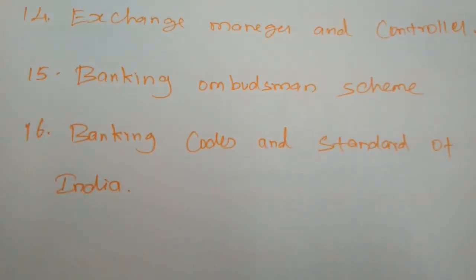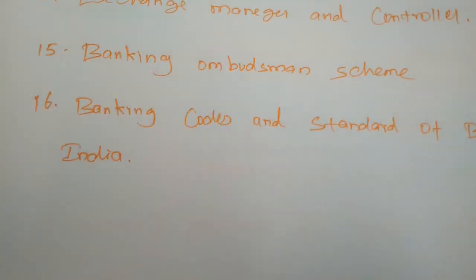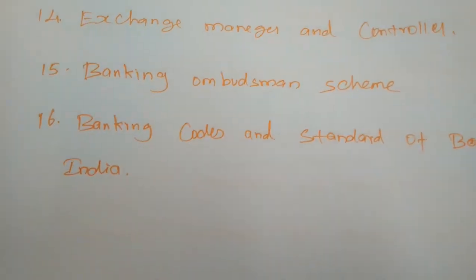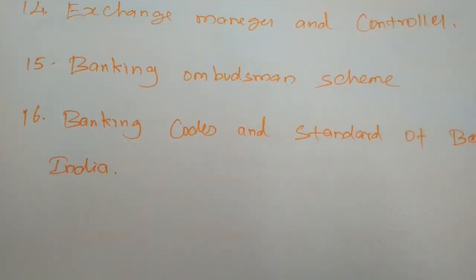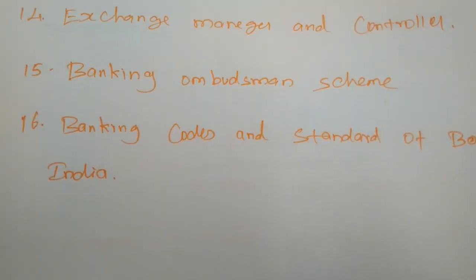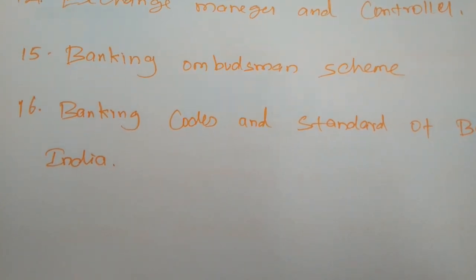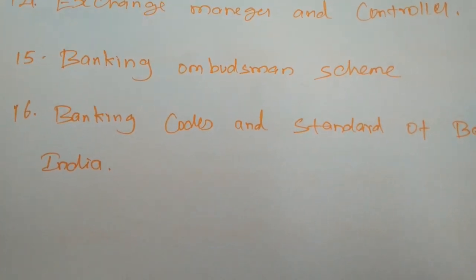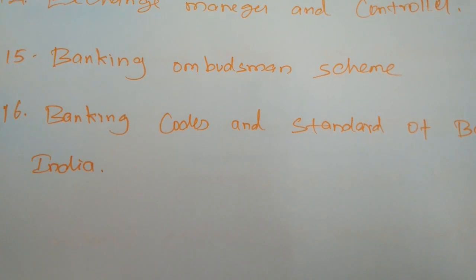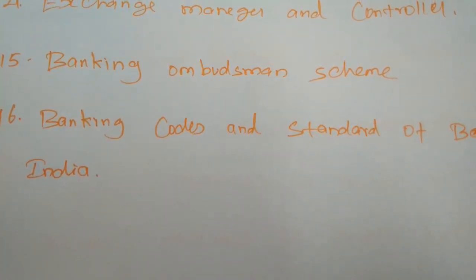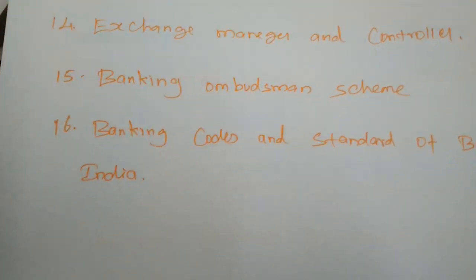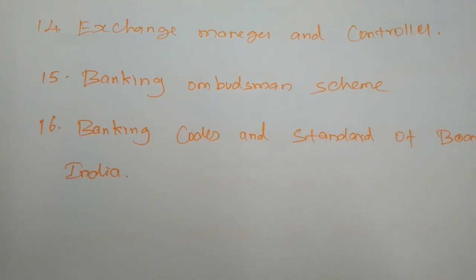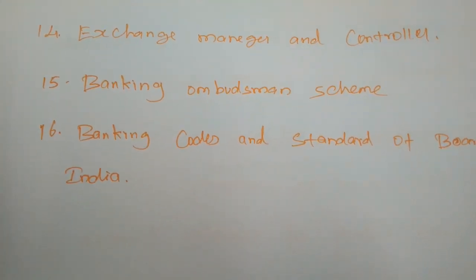Next, banking ombudsman scheme. You may have seen the ombudsman service when you go to any bank. The Reserve Bank of India introduced the banking ombudsman scheme in 1995. Under this scheme, complainants can file their complaints in any form, including online, and can also appeal to the ombudsman against the awards and other decisions of the banks. So nowadays, if any problem is created by the banks, with the help of the ombudsman we can make a complaint against the bank itself.